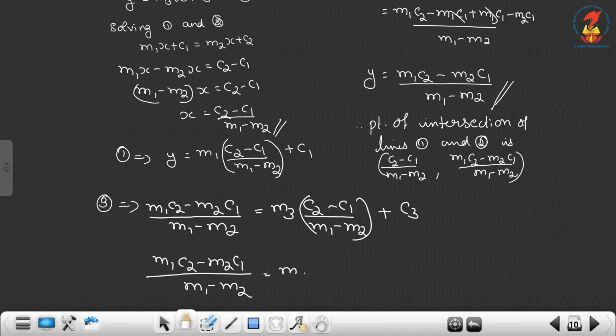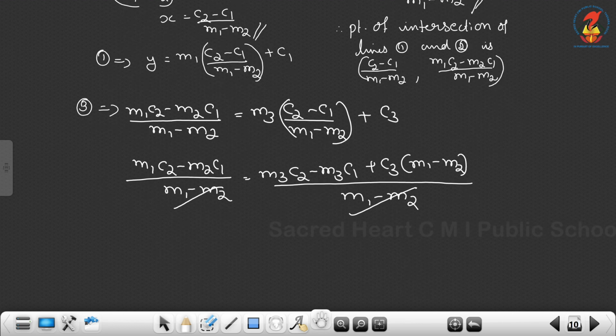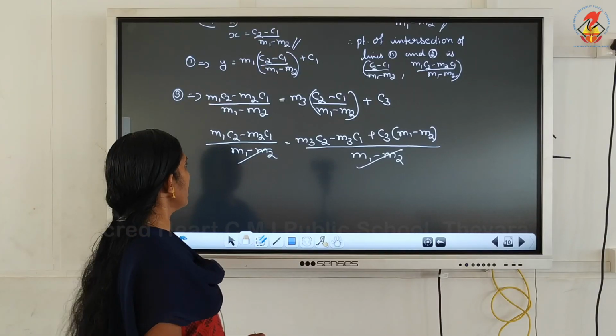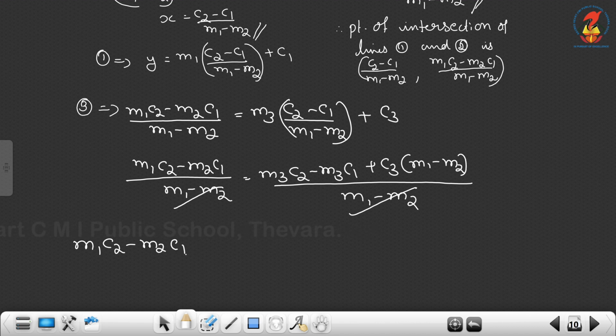Now, taking the LCM, m1 c2 minus m2 c1 by m1 minus m2 equals m3 c2 minus m3 c1, plus c3 into m1 minus m2, the whole divided by m1 minus m2. So the denominator we can cancel. Now take terms to the left-hand side. So m1 c2 minus m2 c1 minus m3 c2 plus m3 c1 minus m1 c3 plus m2 c3 is equal to 0.